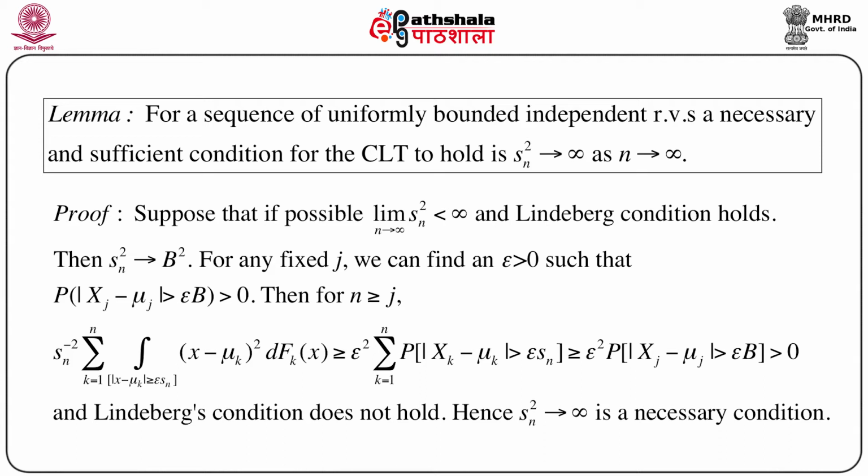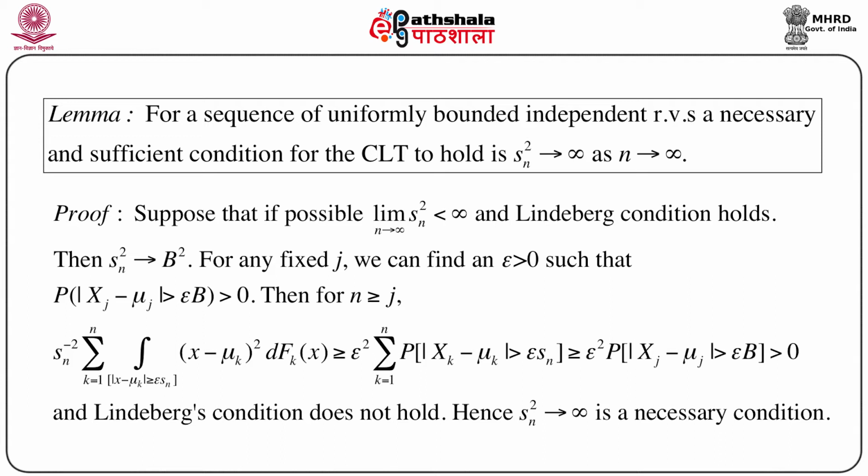Now suppose, if possible, because we have to show that Sn square goes to infinity, in fact this is a necessary and sufficient condition. So if possible, let us assume the limit of Sn square as n goes to infinity is less than infinity, that means it is finite, and Lindeberg's condition holds. Then Sn square goes to capital B square, for some B. Then for any fixed j, we can find an epsilon greater than 0 such that the probability that modulus of Xj minus mu j is greater than epsilon, into capital B, is greater than 0.